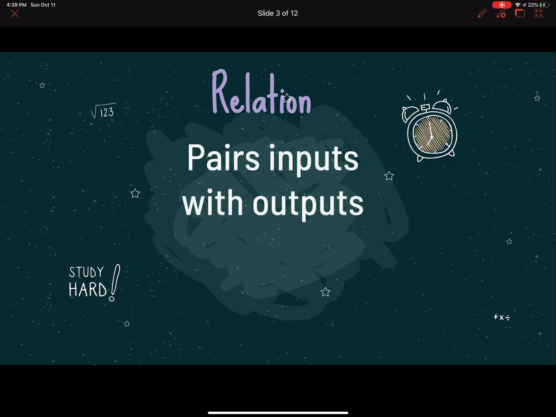Okay, we're going to start out with some vocabulary. One of the main concepts in Chapter 3 is relations, and you need to know that a relation pairs inputs with outputs. So we're talking about a relation given as an ordered pair. The x coordinates are the inputs. The y coordinates are our outputs.